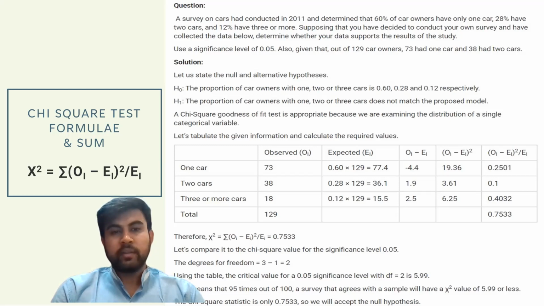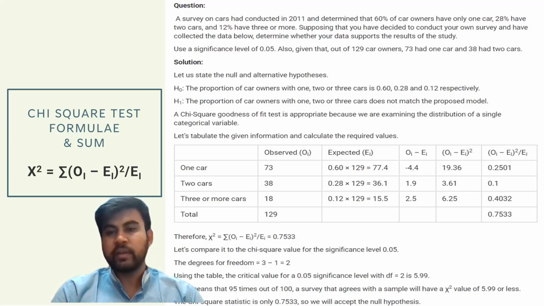In this, H0 means null hypothesis, H1 means alternate hypothesis. A choice for goodness of fit test is appropriate because we are examining the distribution of a single categorical variable. So observed value and expected value are calculated accordingly in this table. Then observed minus expected values is calculated. Then observed minus expected, the whole squared, is calculated. Then observed minus expected, the whole squared upon expected value, has been calculated. The summation is done accordingly.